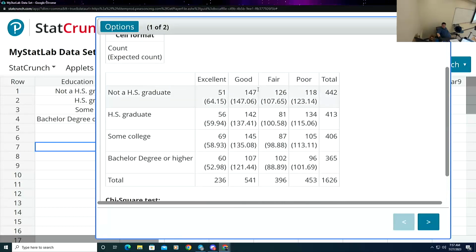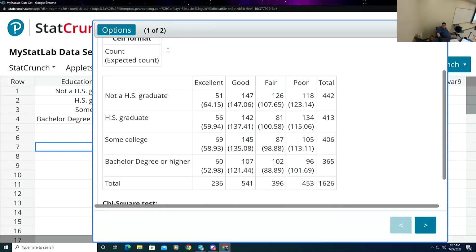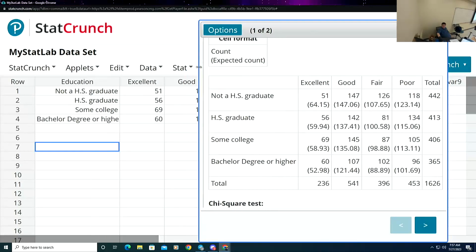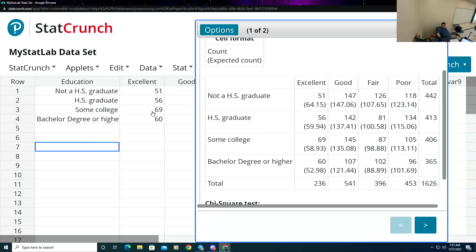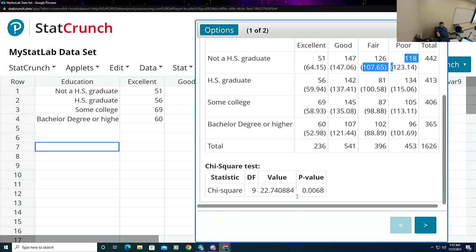So we can see the numbers above. Let's see if I can see the 51, 56, 69, 60. These are the numbers above. This is what we would get if they're completely independent, 100% independent. When you're eyeballing it, you ask how close that is to what it really should be. When we scroll down, it will give us the actual value.